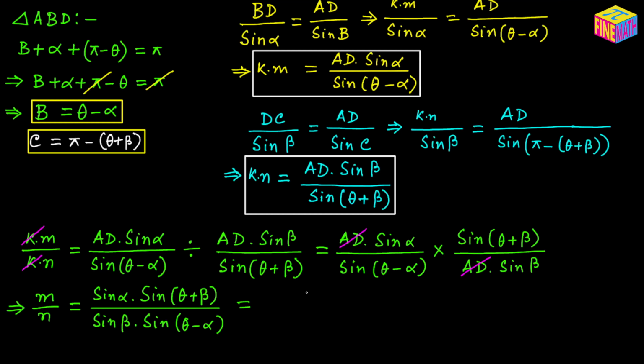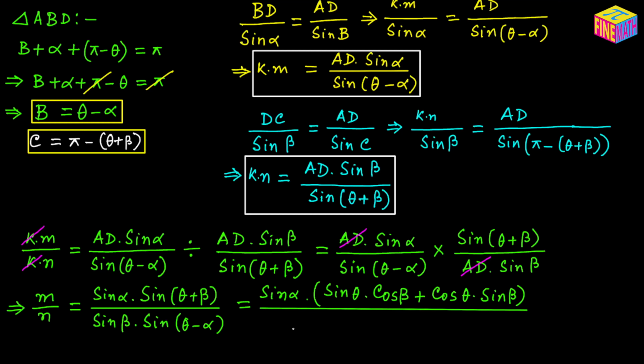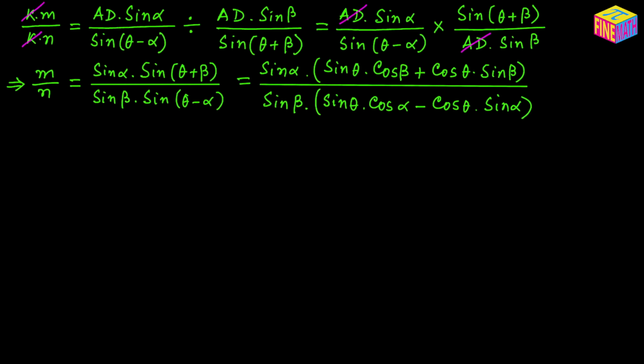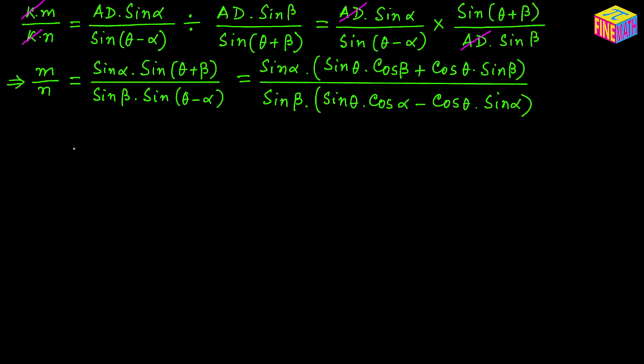Now I am going to expand sine of theta plus beta and sine of theta minus alpha. So this can be written as sine alpha times, in the numerator, sine theta cos beta plus cos theta sine beta, over sine beta times, in the denominator, sine theta cos alpha minus cos theta sine alpha. Next I am going to remove the parenthesis. So m over n is equal to sine alpha times sine theta times cos beta.